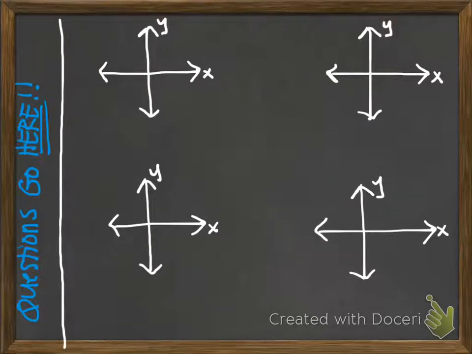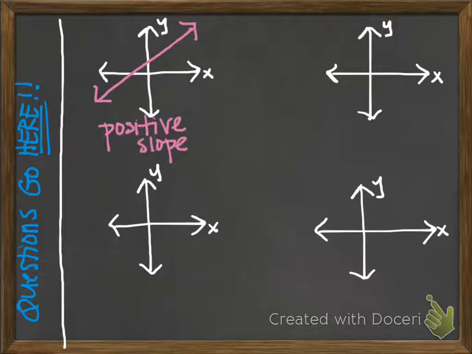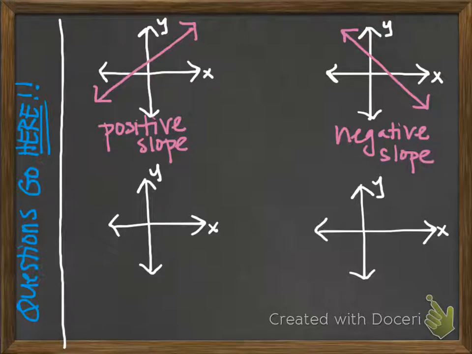So there are 4 different types of slope. If your line moves up from left to right, we say that it has a positive slope. If your line moves down from left to right, we say that it has a negative slope. And it will literally be a negative number. If your line moves horizontally, we say that it has a 0 slope. It actually has a value of 0.